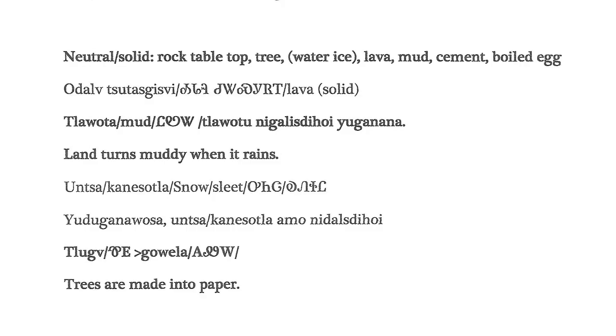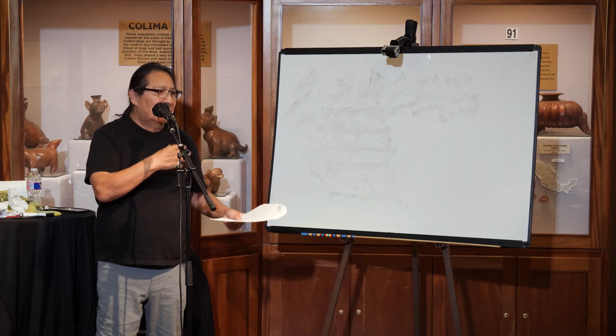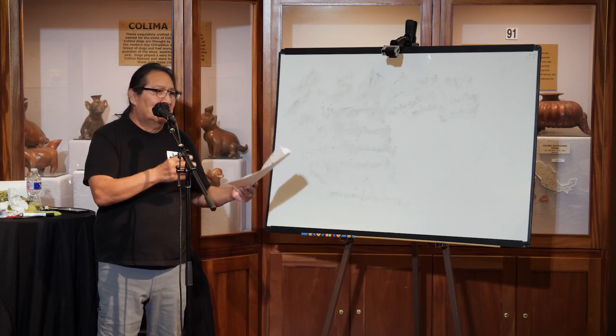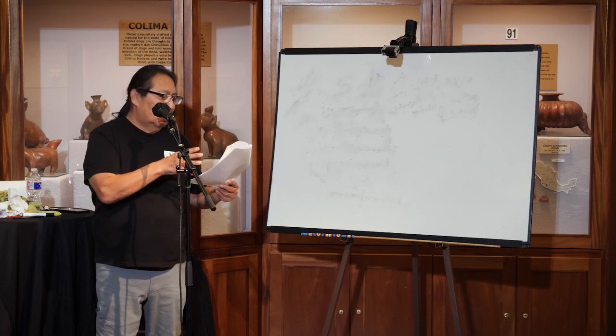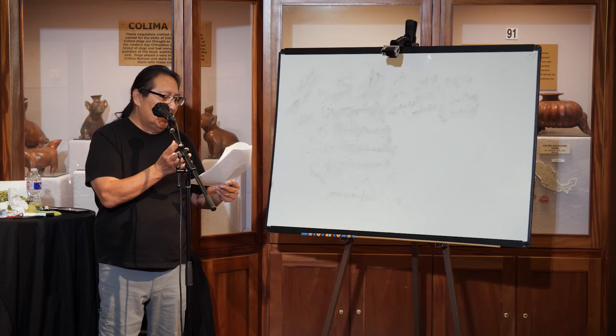And an example I got on here, Odala Jutaskisa. That's lava, when the volcano exploded. That's what I'm saying, Odala, that's the mountain, Odala Mountain. Jutaskisa, that's the explosion. The lava, it creates lava. And the lava is kind of like liquid when it comes out. Not totally liquid, but it turns into a solid later on. It's kind of like what we were saying about mud and cement.